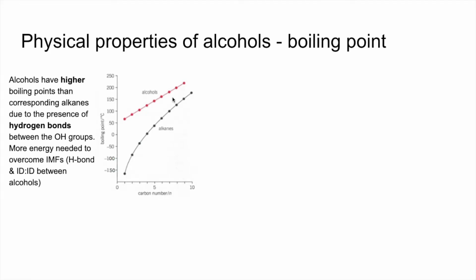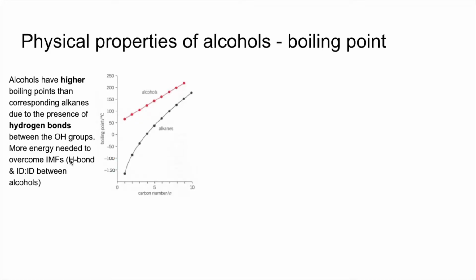So alcohols have got a higher boiling point than the corresponding alkanes due to the presence of hydrogen bonds between the OH groups. So more energy is needed to overcome the intermolecular forces between alcohol molecules compared to alkanes.